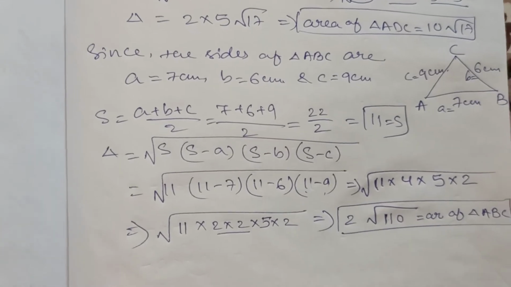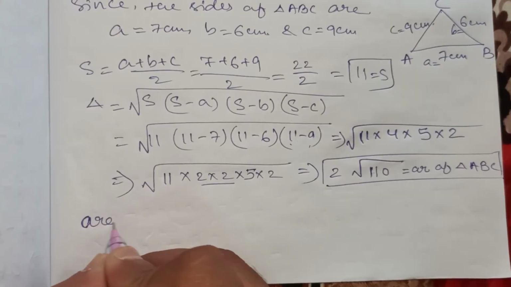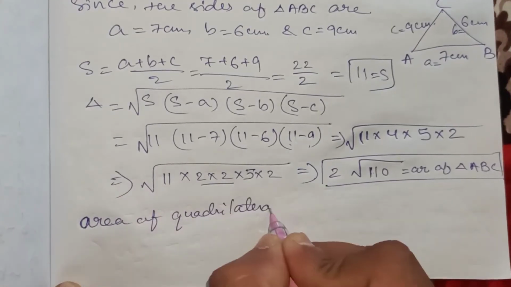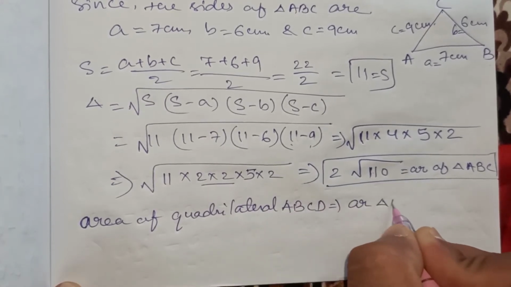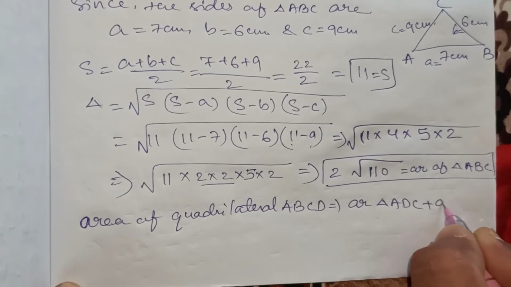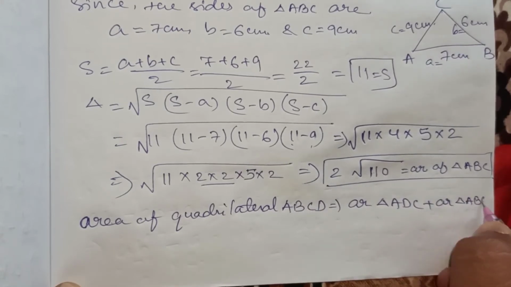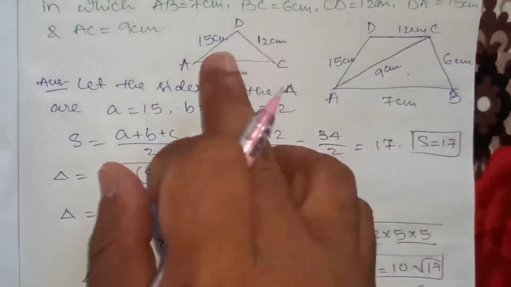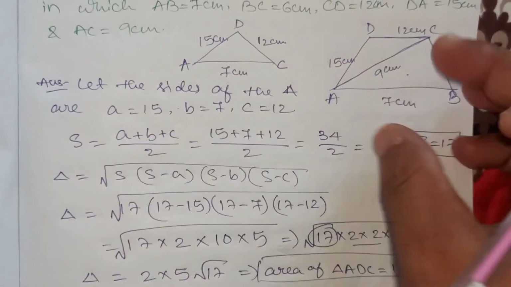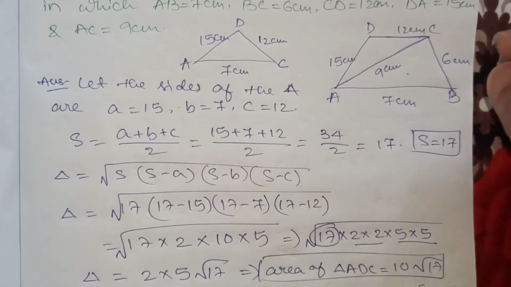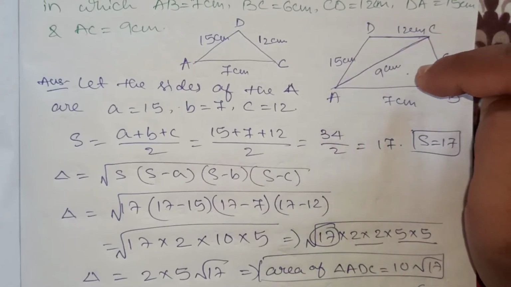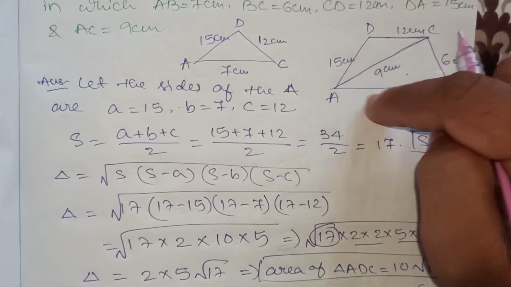Okay, now we will write the area of quadrilateral. Area of quadrilateral ABCD is area of triangle ADC plus area of triangle ABC. Getting this triangle's area and this triangle's area, when I join, I will get the area of the whole quadrilateral. Suppose this area is 50 and this area is 30, so the total area will be 80.